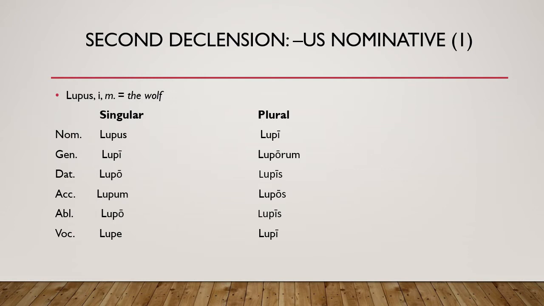Let's start with a word which is very used in Italian grammar books, which is lupus, the wolf. I'm gonna read it aloud. Lupus, lupi, lupo, lupum, lupo, lupe. Lupi, luporum, lupis, lupos, lupis, lupi.